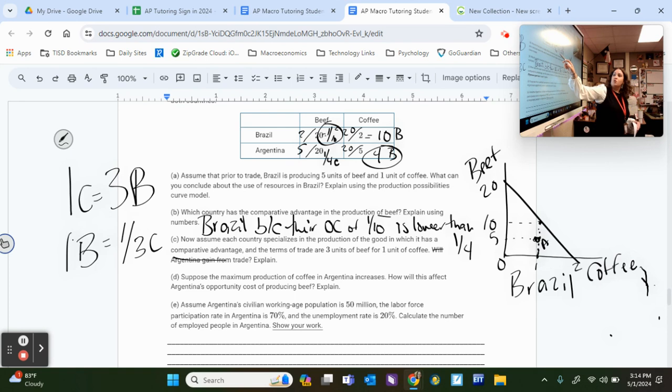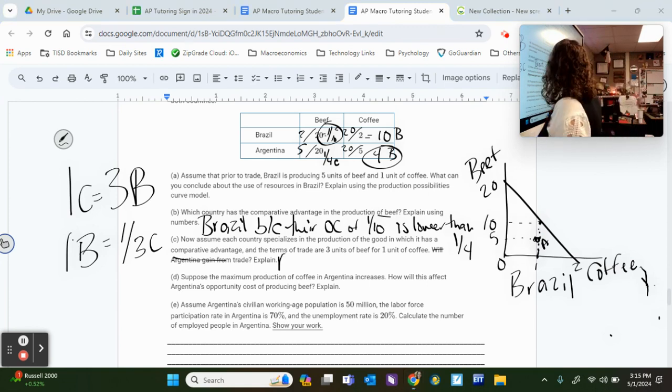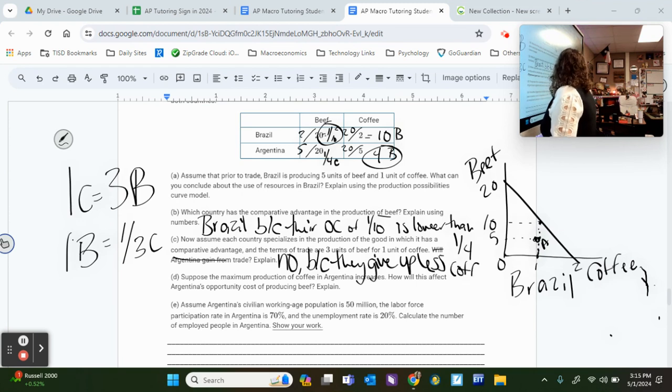If they made beef on their own, for Argentina, 1 beef costs 1/4 of a coffee. Now, with trade, 1 beef costs 1/3 of a coffee. And so, is Argentina going to trade, or are they going to make it themselves? Because 1/4 is less than 1/3, and they'd rather give up 1/4 than an entire third, because that's more. So, will Argentina gain from the trade? No, because they give up less coffee, 1/4. Oh, sorry, I meant 1/4.